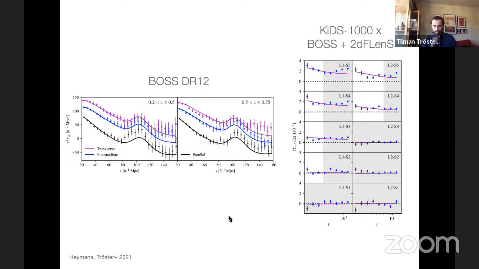We reject the bin combinations where the sources are in front of the lenses. But yeah, the take-home message is that given our modeling and our trust in it, we are quite limited in how much of the big data vector we can actually use robustly.